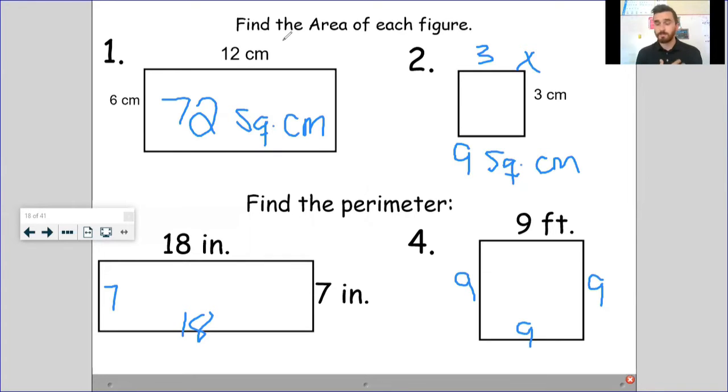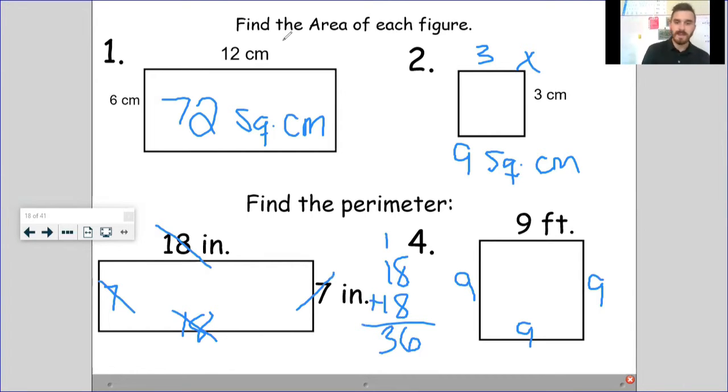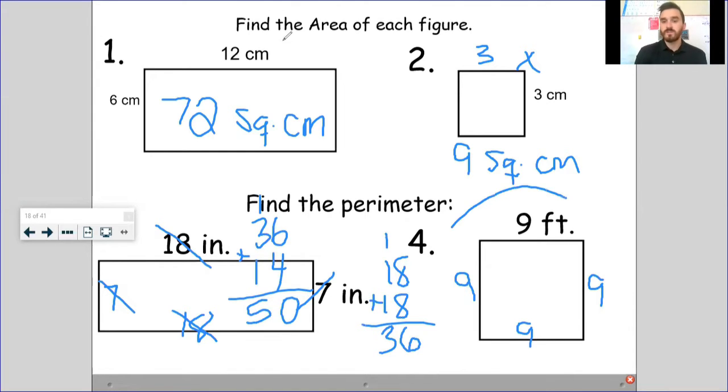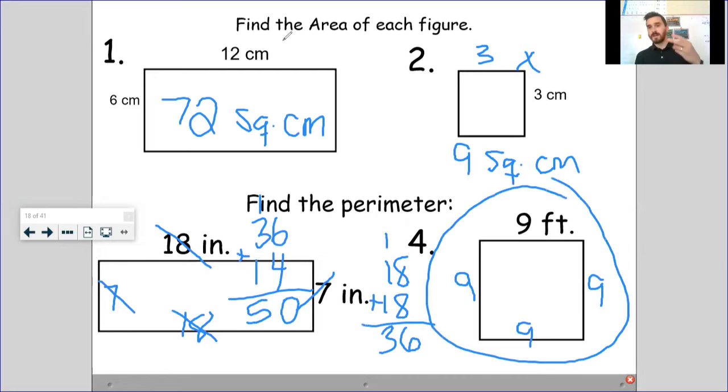In the video yesterday, I prefer doing the like sides first. I'd go 18 plus 18. 8 plus 8 gives me 16. Carry my 1. 1 plus 1 plus 1 gives me 3. Then I would take 7 and 7, add those together. I know that's 14. And then I would take my 36 and my 14, add those together, and that would give me a perimeter of 50 inches. Just inches because it's perimeter. Now, when you're dealing with a square, you don't necessarily have to do 9 plus 9 plus 9 plus 9. You could go 9 times 4 just since they're the same number. Either way you did it, the perimeter there would be 36 feet.